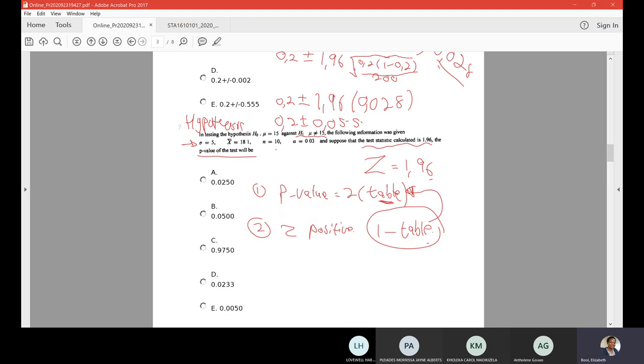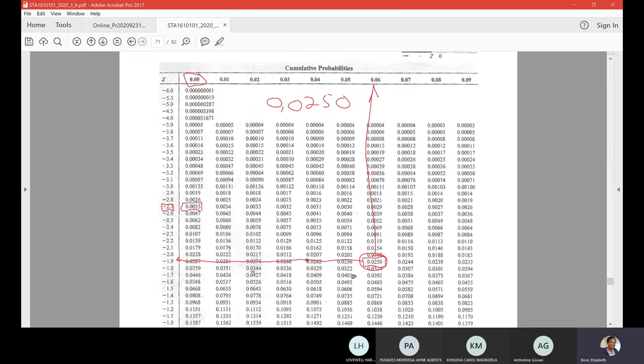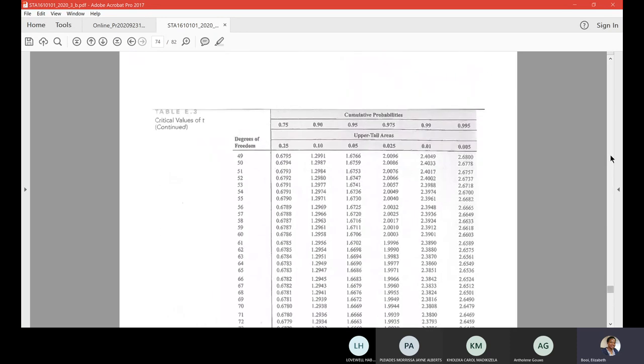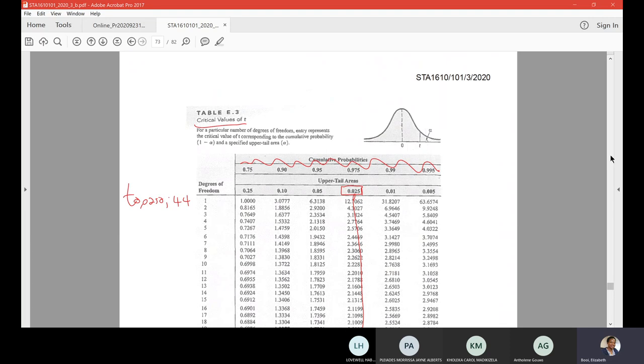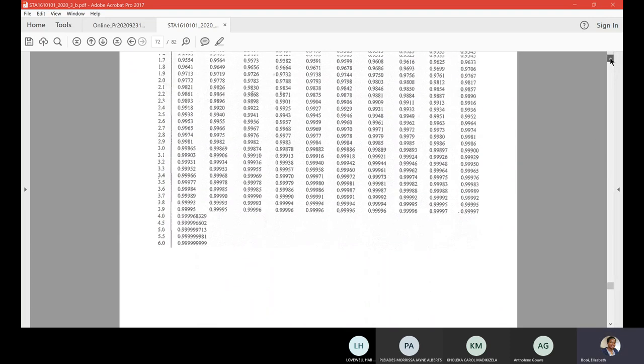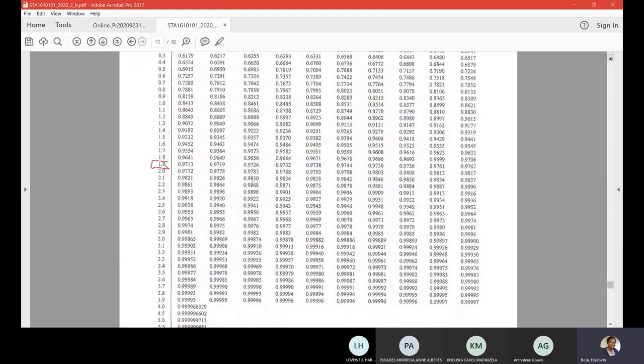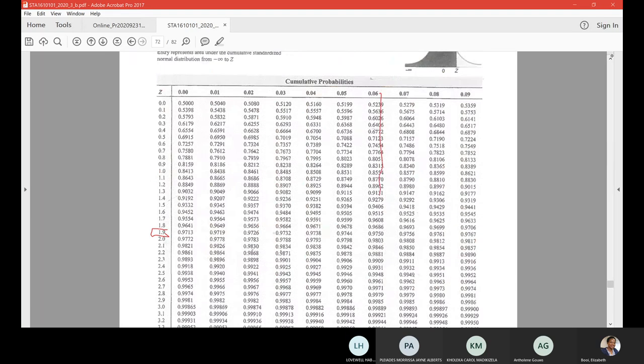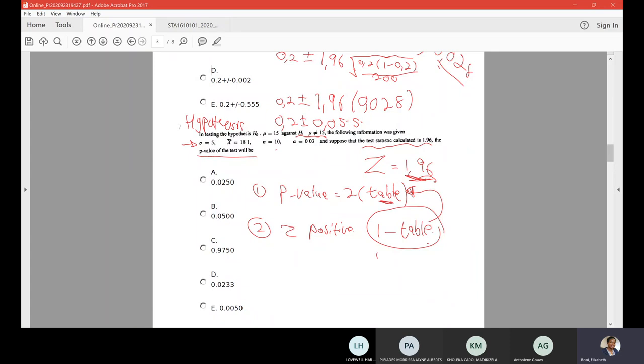So now, how do we find the p-value? We go to the positive side of the Z table. We go find 1.9, and then we go to the top to look for the 6. And the value we find on the table is 0.9750.